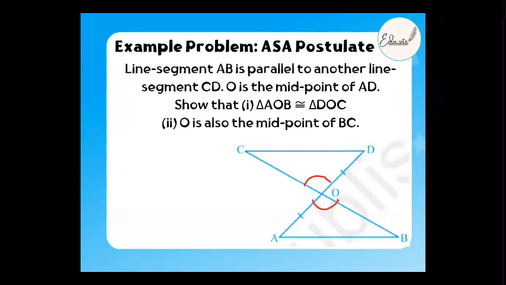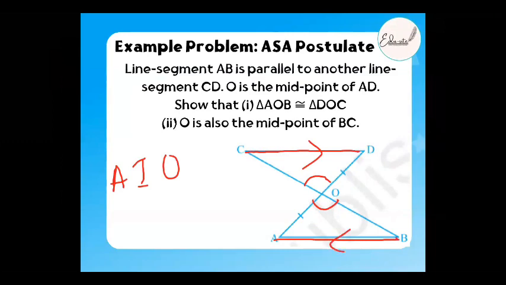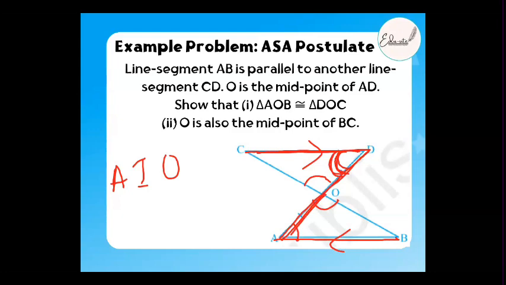Alternate interior opposite angles. We had discussed in the previous class, if CD and AB are parallel to each other, then the alternate interior opposite angles are equal. You remember we had discussed it. Yes, angle CDA and angle OAD are equal.